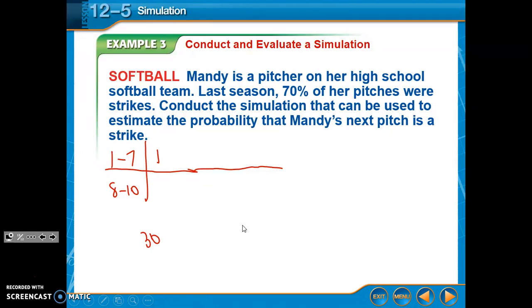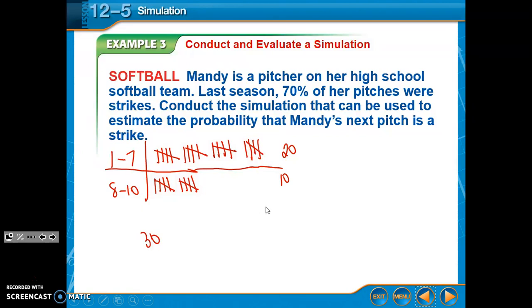So I'm going to stop the video here and go through and do those 30 trials and make my tallies, and then we'll come back and analyze it. Okay, hang on. Okay, so I did my 30 trials and kept tally of the number of times the number came up between 1 and 7 and the number of times something came up between 8 and 10. I got 20 times for 1 to 7 and 10 times for 8 through 10.